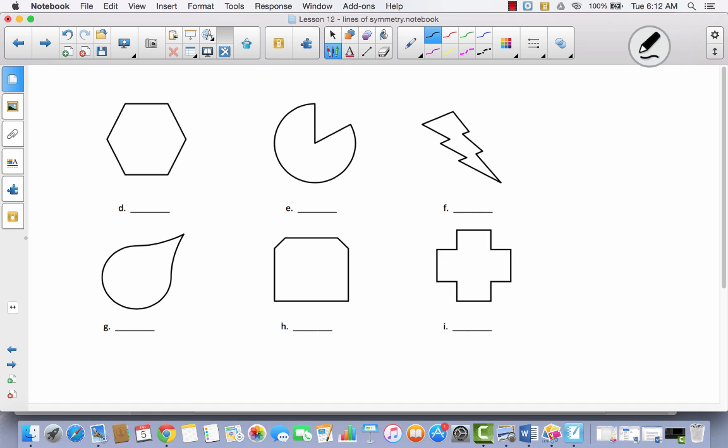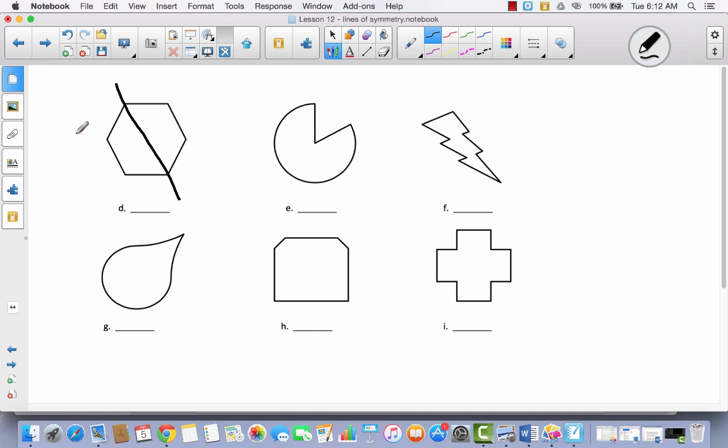All right, let's take a look at the rest of these. Go ahead and do the exact same thing with D through I, drawing all the lines of symmetry, and then come back and we'll check. All right, so let's take a look at D. Okay, this is a 6-sided figure. Do you know what a 6-sided figure is called? It's called a hexagon, and actually it looks like the yellow pattern block, if you remember from pattern blocks.